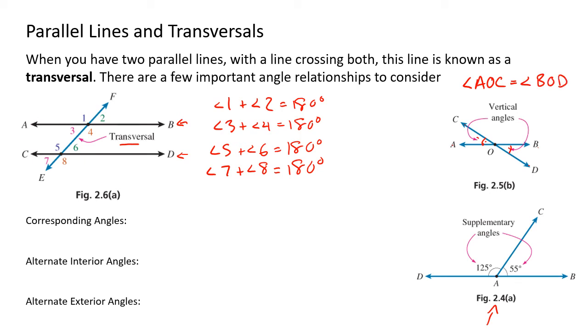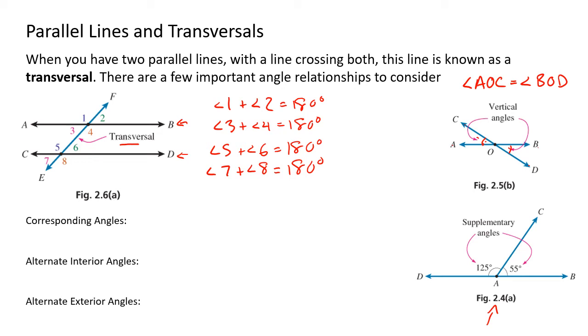Looking at the image here, what that means is that angle 2 and angle 3 are equal. Angle 1 and angle 4 are equal to each other. Angle 5 and angle 8 are equal to each other. And angle 6 and angle 7 are equal to each other. Okay? This is just giving you more methods to figure out all these different angles.